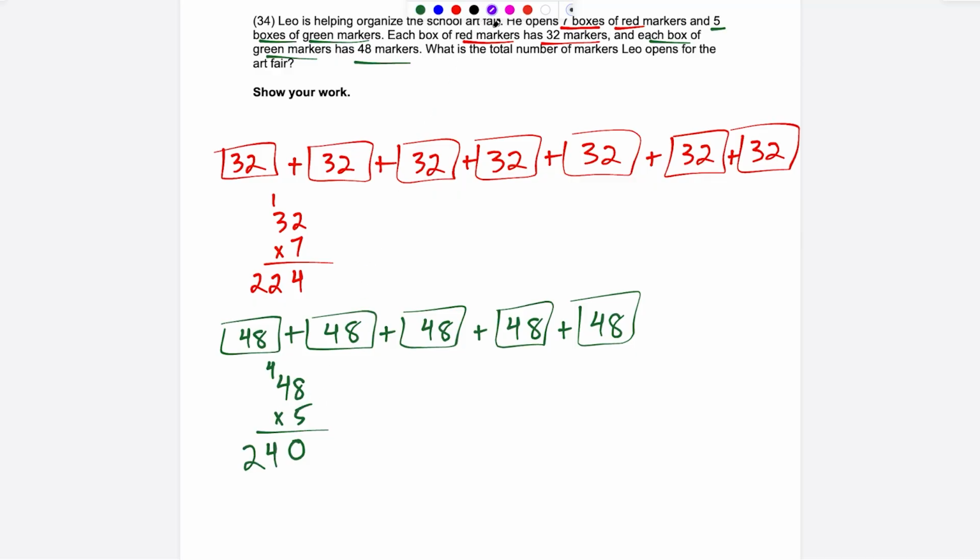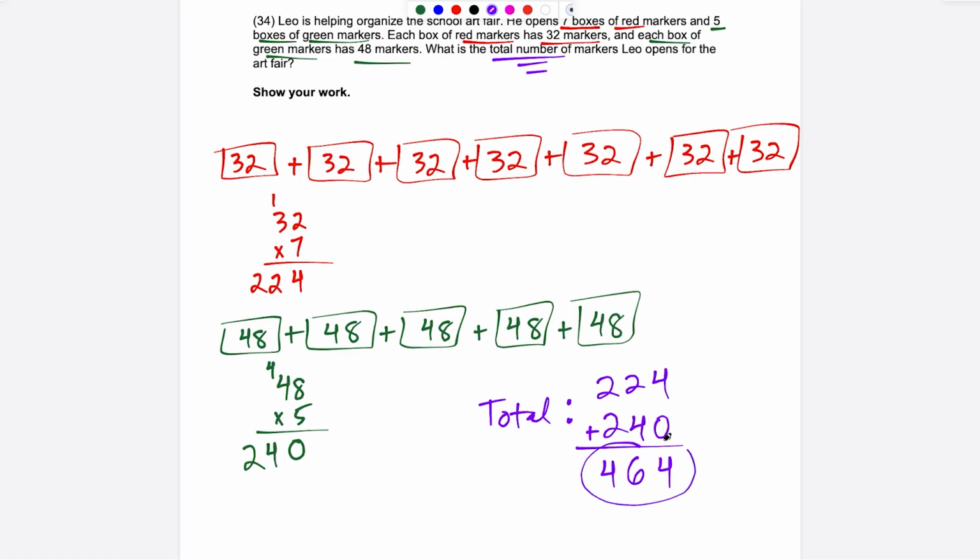But the question here is asking for what is the total number of markers. So now for the total is equal to, we're doing 224 plus 240. So now we add the total number of red and the total number of green markers to find how many markers altogether Leo opens for the art fair. So we do 4 plus 0 is 4, 2 plus 4 is 6, and 2 plus 2 is 4. So there are 464 markers in total that Leo opens for the art fair.